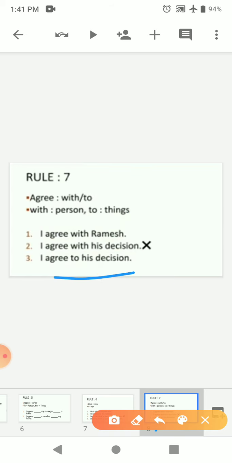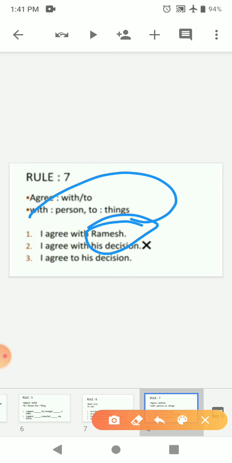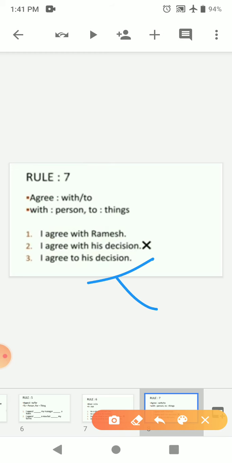So if we are mentioning any person directly, we use with. I agree with a person, I will agree with ABC. But if I'm talking about anything for which I am agreeing, I will say I agree to his decision, because decision here is a thing. We are not talking directly about that person.